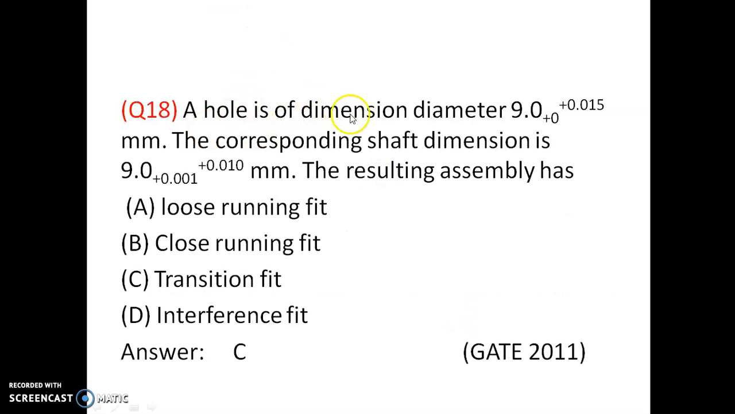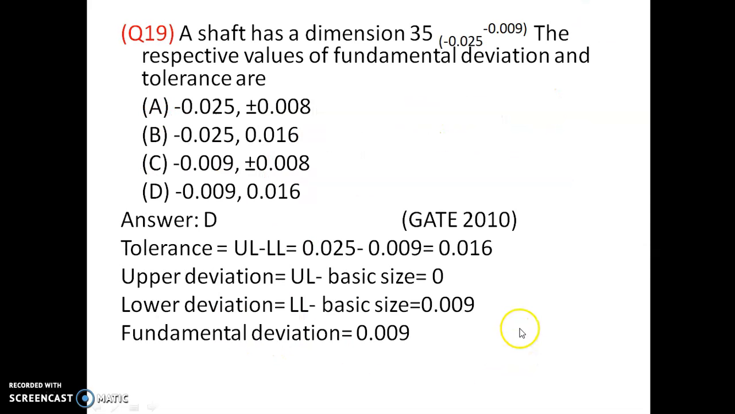A hole is of dimension diameter 9.0, corresponding shaft dimension is given, resulting assembly would yield transition fit, because the maximum shaft dimension is 0.010, it is greater than this zero. If it is less than this hole value, it is clearance fit. If it is greater than 0.15, it is an interference fit, but it lies between these values, so it is a transition fit. Answer is C.